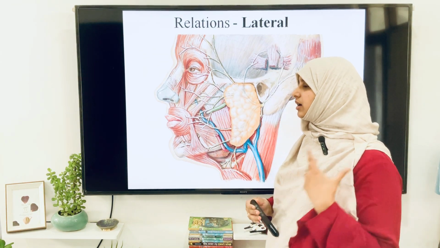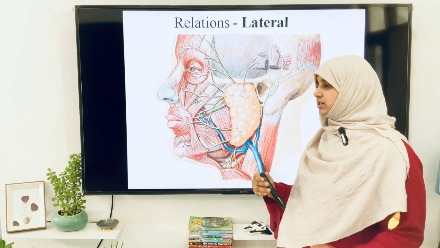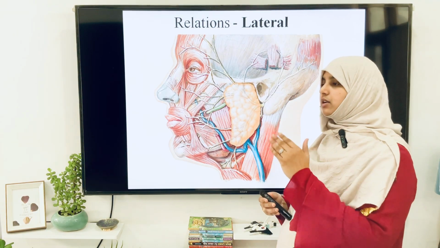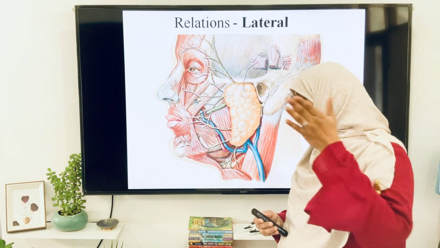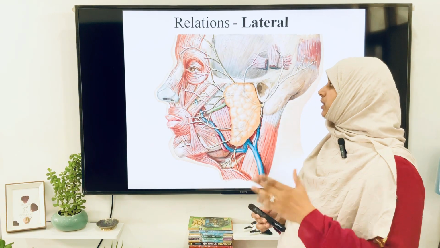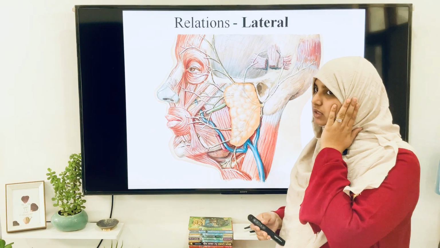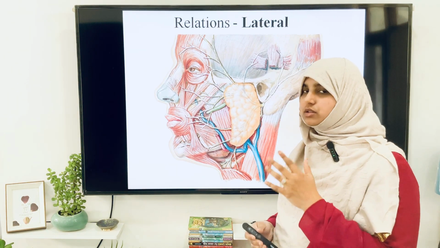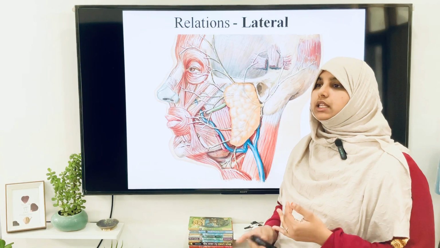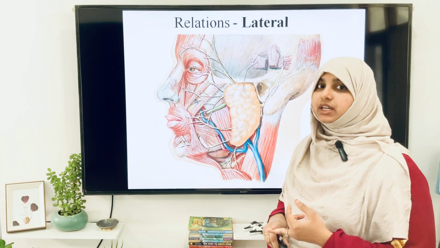So if I consider everyone watching as a surgeon, first we are going to learn about the lateral relation. What are the structures you are going to come across from the lateral aspect? Number one, obviously it is going to be skin, isn't it? The first thing you are going to cut as a surgeon is going to be skin. Then you're going to have the fascia.